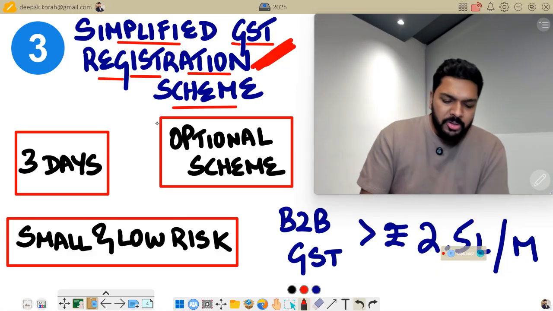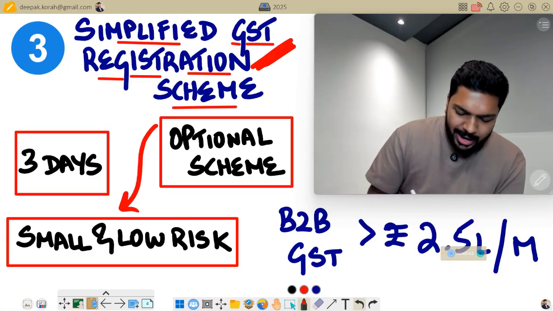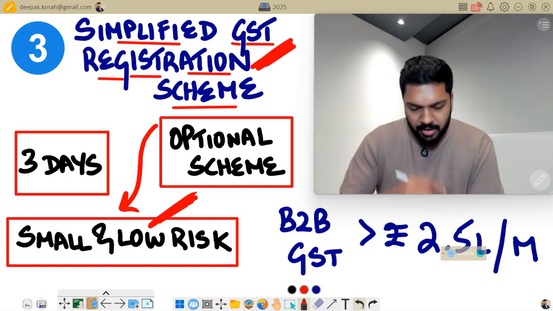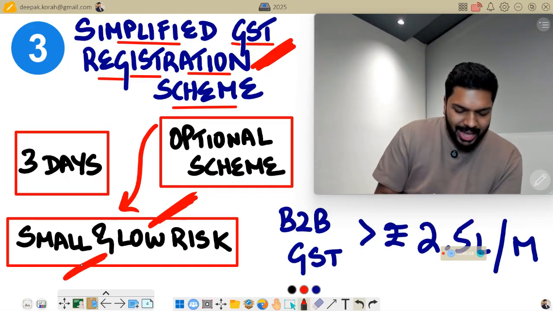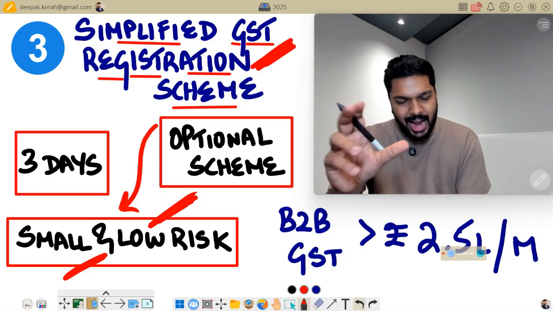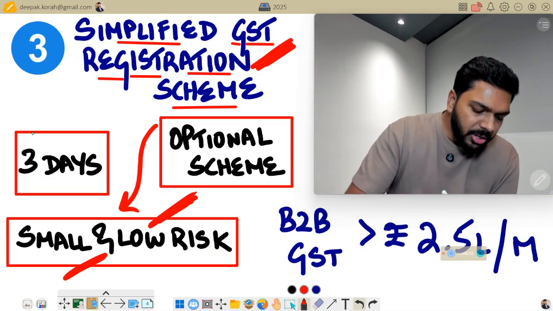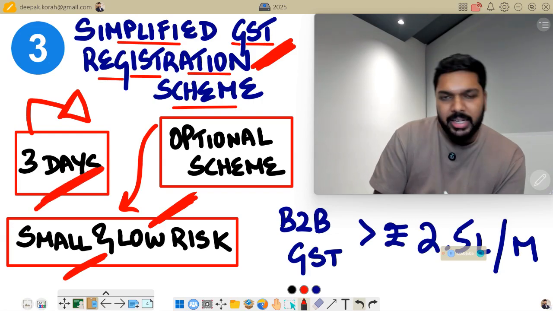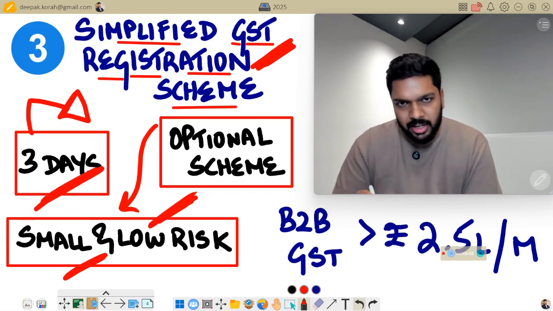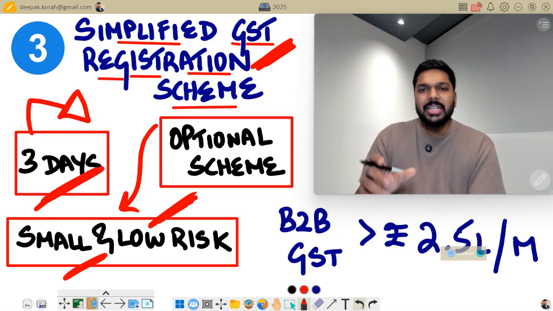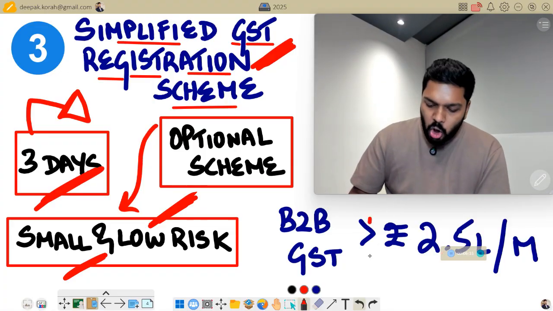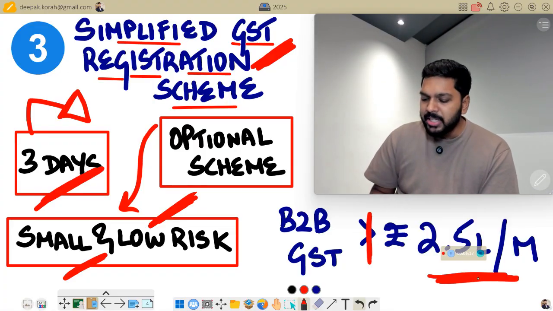Now you have an optional scheme wherein for small and low risk businesses, the moment you apply for a registration, if everything is okay, if you are tagged under the small and low risk category, you could get your GST registration in your hands within 3 working days. Of course, the criteria here is that your GST liability in a month on your sales, especially B2B sales, should not be more than 2.5 lakhs a particular month.